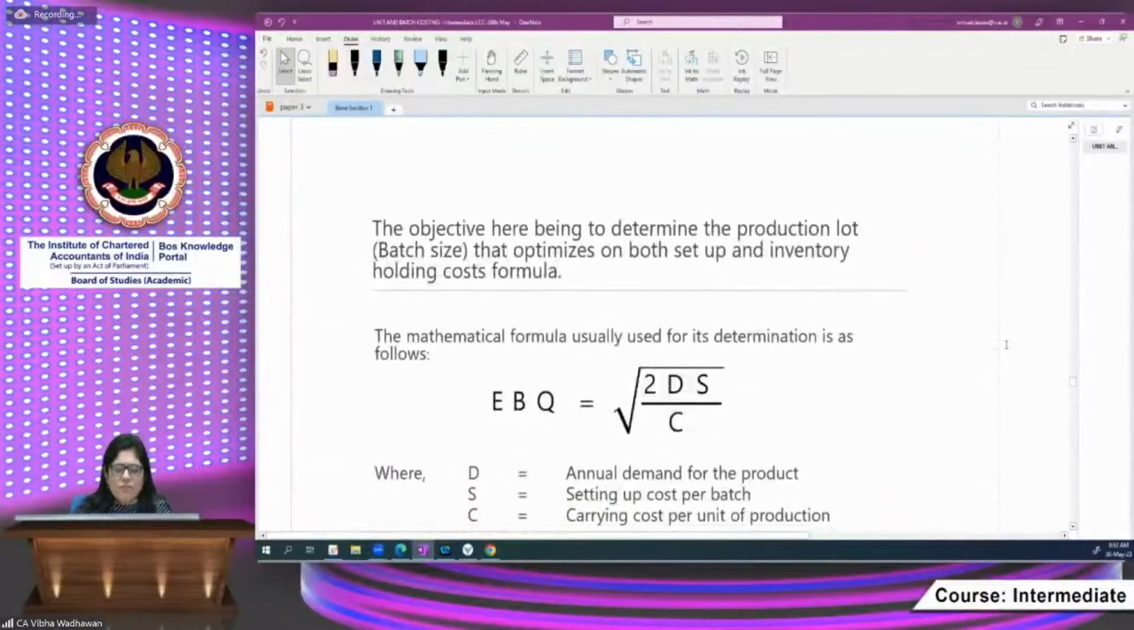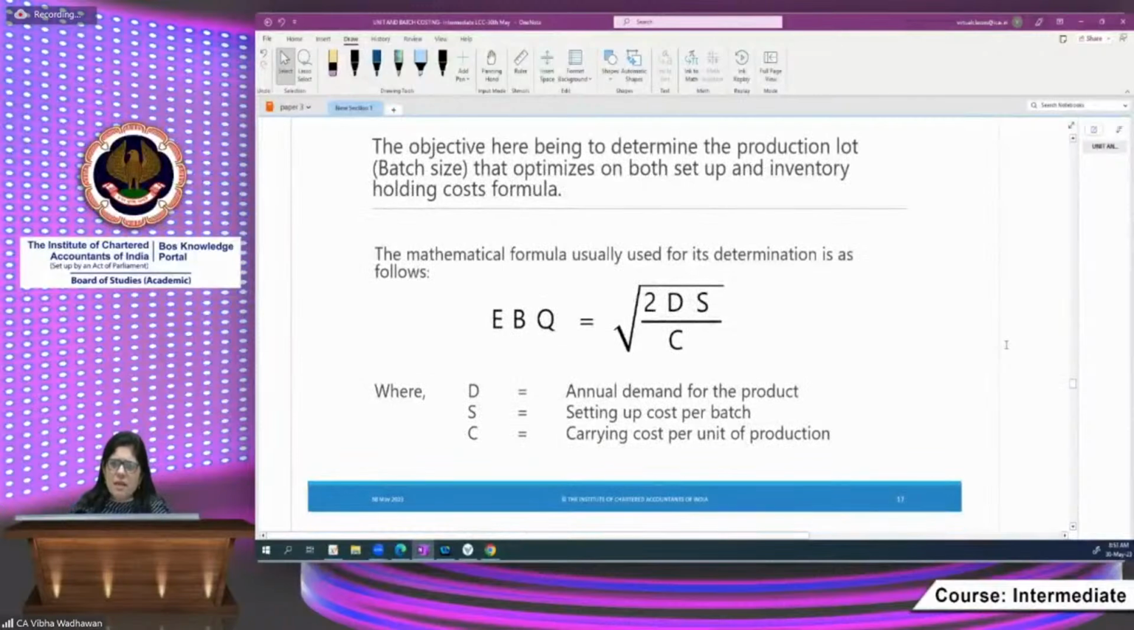Okay, so we have this. It's the very same way you used to calculate economic order quantity. Similarly, it's for economic batch quantity. Economic batch quantity is equal to the square root of 2 into D into S divided by C. D is the annual demand for this product. In raw material, it was annual consumption of raw material. Here, it is the annual demand for the product. S is the setup cost per batch, the machine setup cost per batch. Whatever is the setup cost per batch, that is S.